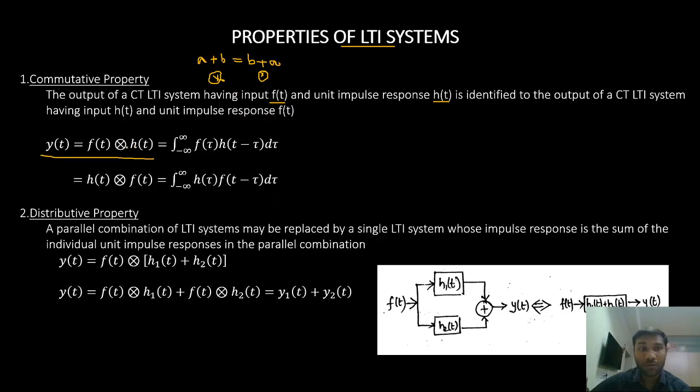From the properties of convolution, what do we have? Convolution is commutative in nature. So f of t convolved with h of t is equivalent to h of t convolved with f of t. This is the first property of LTI systems. Basically, it says your input and the impulse response can be interchanged, and even if they are interchanged, my response remains the same.